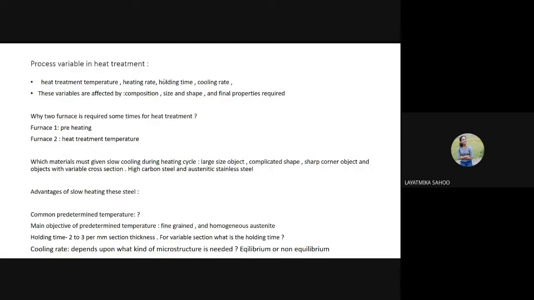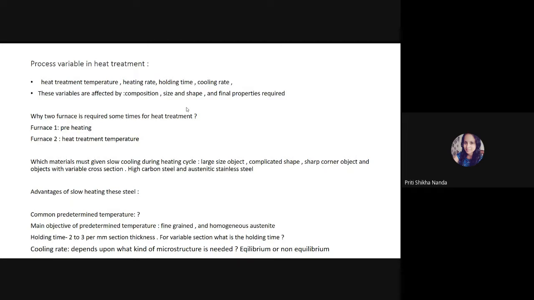For holding time, size and shape are important. Time will be decided by size. If the size of the sample is bigger, or the cross-sectional thickness is more, will the holding time be less or more? More, obviously. Can anybody justify why more? We give 1 hour of holding time for 1 inch of thickness. Yes, you know that, since you are doing a project.